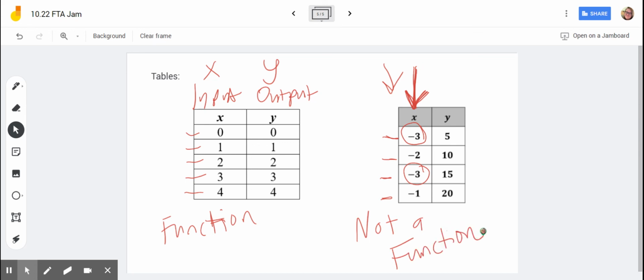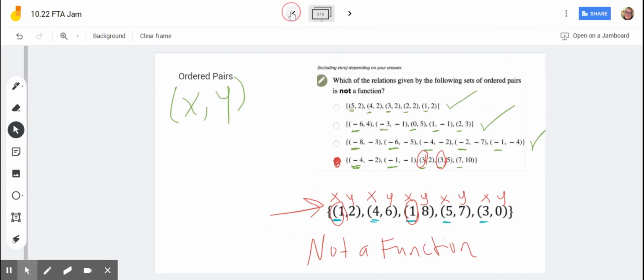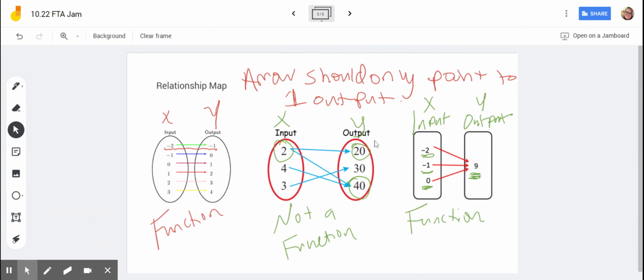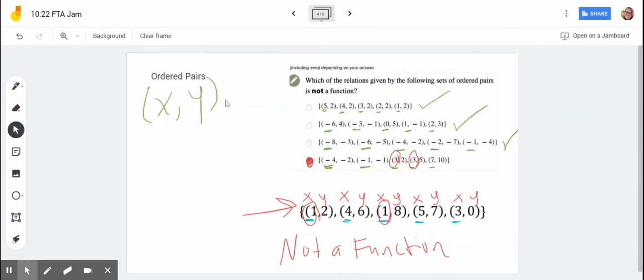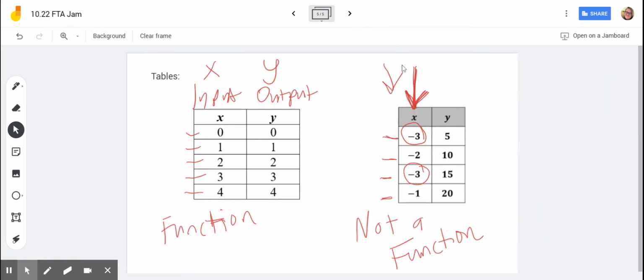And that's it for today's lesson. You're going to go ahead and move on to the independent practice and identify if the relationship map, so again, let's just go back so you guys can see them. If the relationship map, which is these circles or these rounded squares, has an x value that shows up more than once, then it's not a function. We're going to look at ordered pairs. You're going to tell me if those are functions or not, and tables. That's the lesson for today.